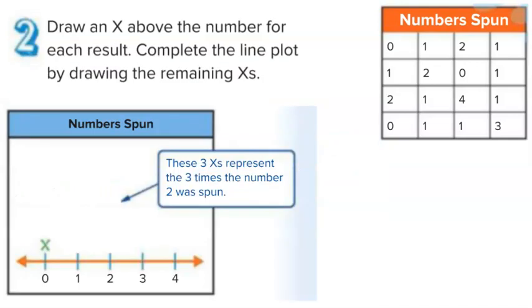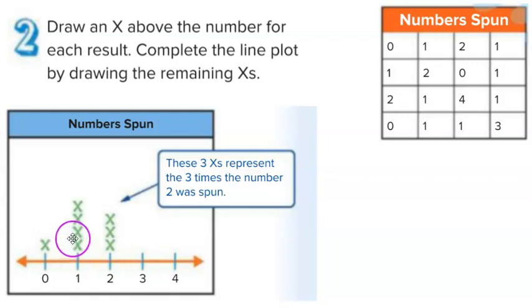Next, we're going to draw an X above the number for each result. Complete the line plot by drawing the remaining X's. So his first spin was a 0. So we're going to put up 1 X above the 0, right? Then he spun a 1, then he spun a 2. So if he kept going for a little bit, eventually it'll look like this.